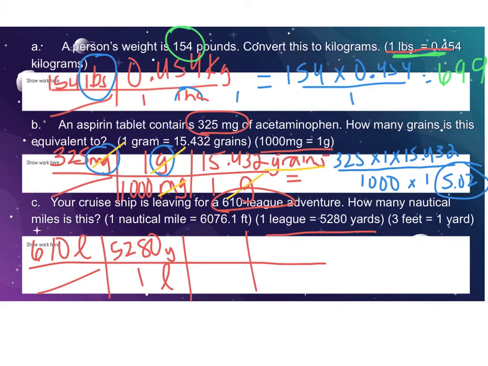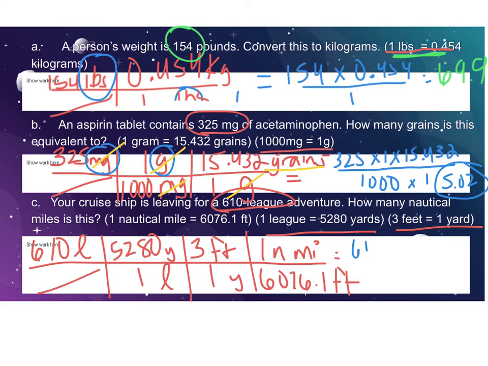Okay. And then we'll use this one next because we need yards at the bottom. So 1 yard, 3 feet. And then lastly, our 6076.1 feet in 1 nautical mile. Okay. So then let's see what it looks like for the calculator.